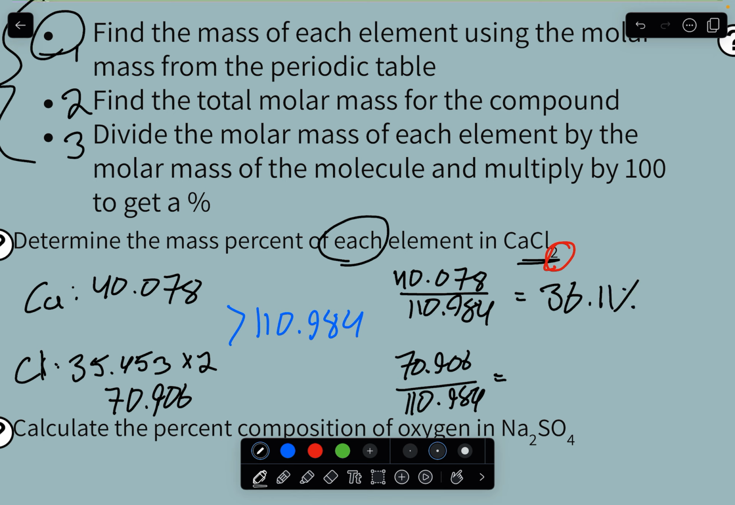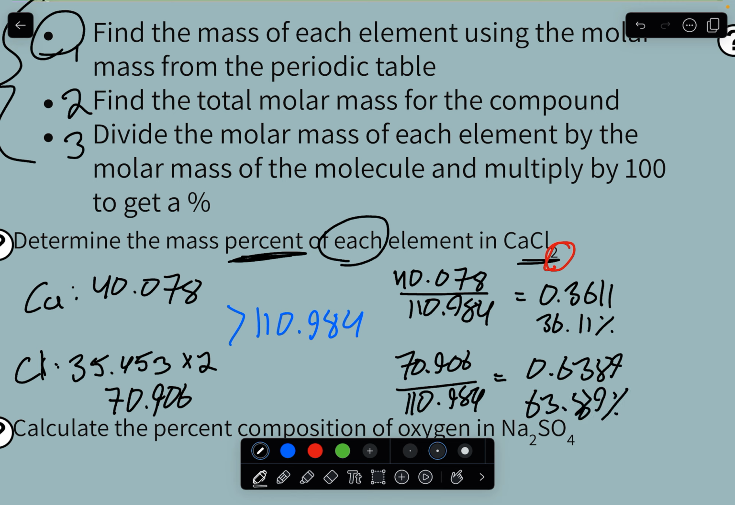36.11%. For chlorine, we get 63.89%. Okay, so remember, whenever you do this, you'll get a decimal first. Let me show that. So for calcium, you'd get 0.3611, and this you would change to a percentage, 36.11%, because we're looking for the mass percent. For chlorine, 0.6389 changes to a percentage of 63.89%.